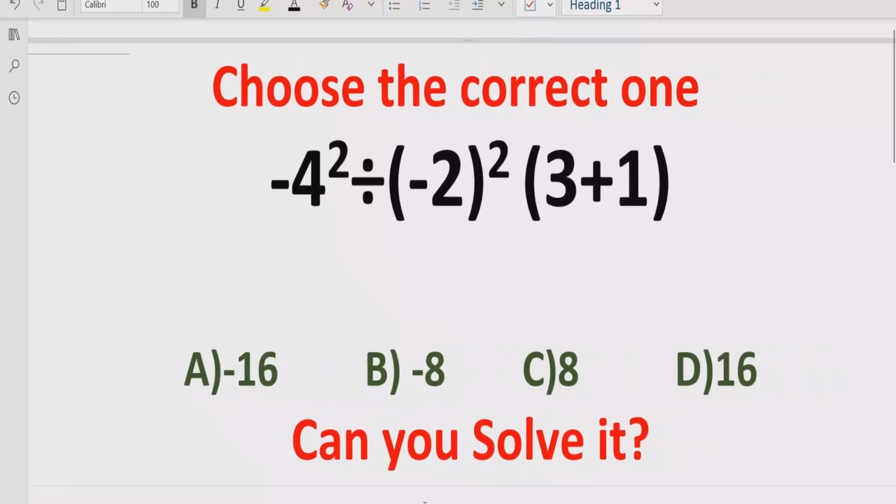Today we will solve another quiz which is related to arithmetic expression. The quiz contains the basic operations plus, minus, multiplication and division. So we have to solve this quiz using PEMDAS and BODMAS method and find out the correct answer. In the answer list we have four answers. A is minus 16, B is minus 8, C is 8 and D is 16. So let's see after solving it which answer is correct.